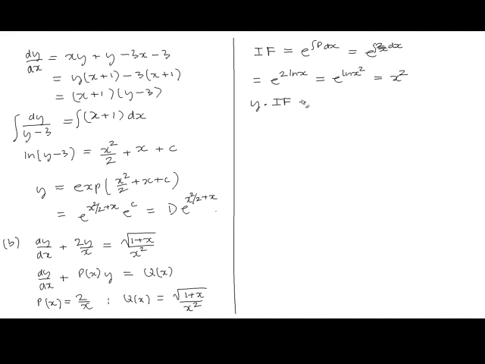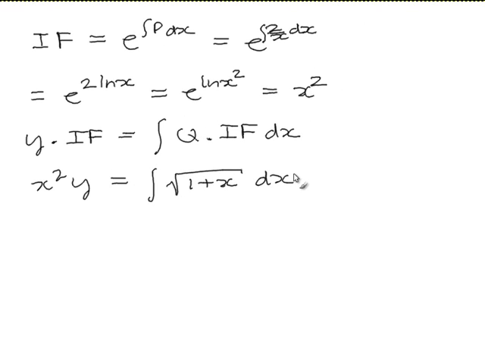Now the general solution, once you've got the integrating factor, is y times the integrating factor equal to the integral of q times the integrating factor, of course integrated over the variable x. So with the integrating factor x squared, we've got x squared y on the left-hand side, and very nicely the integrating factor cancels the x squared in the denominator of q and just leaves us with the integral of the square root of (1 + x) dx on the right-hand side. Quite a tricky problem, because we're not finished yet. We've still got to actually perform the integration on the right-hand side.